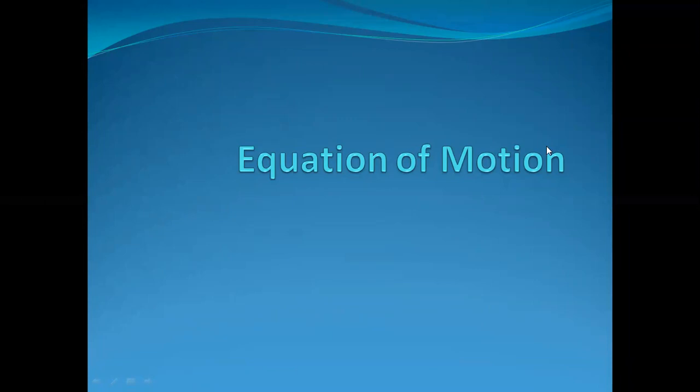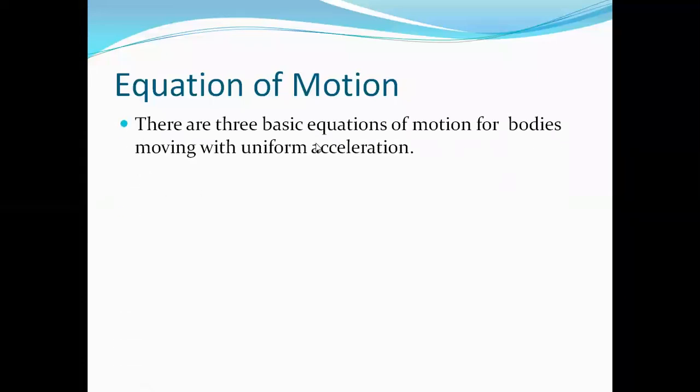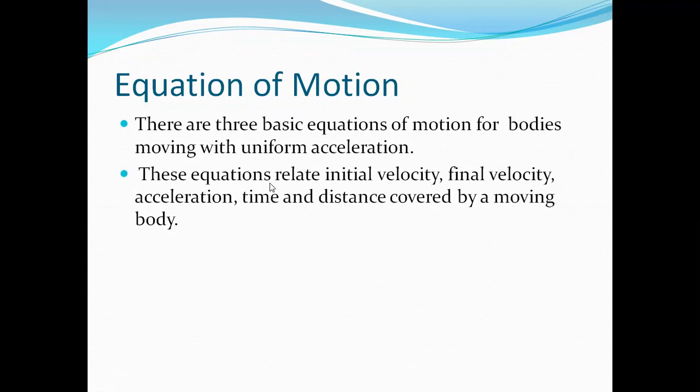What do we mean by equation of motion? That means the equations which are required for any moving body or to calculate any variables in a moving body is known as equation of motion. For that, there are three basic equations of motion for bodies moving in a uniform acceleration. These equations relate initial velocity, final velocity, acceleration, time, and distance covered by a moving body.